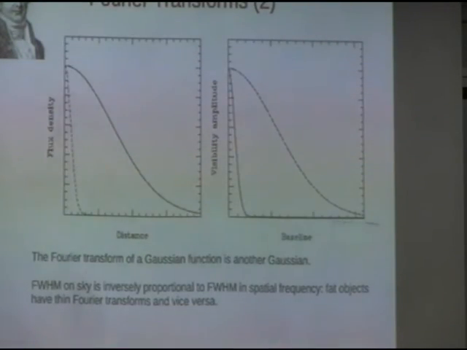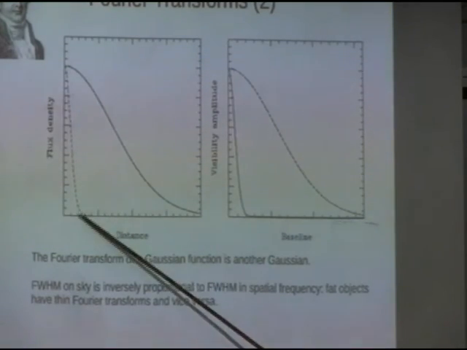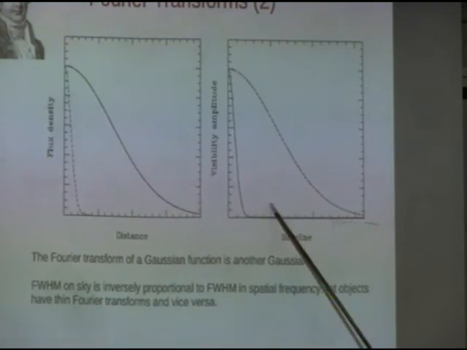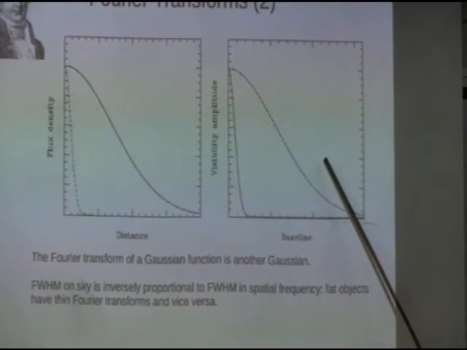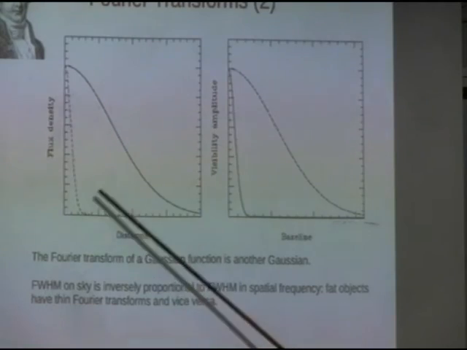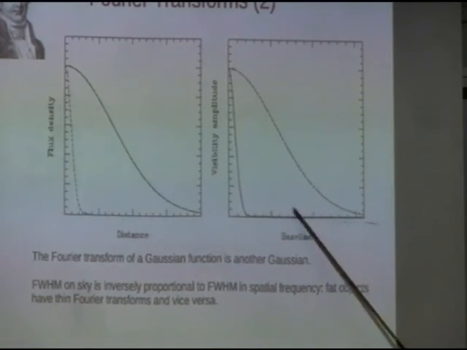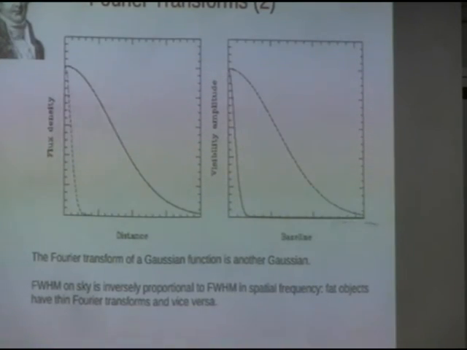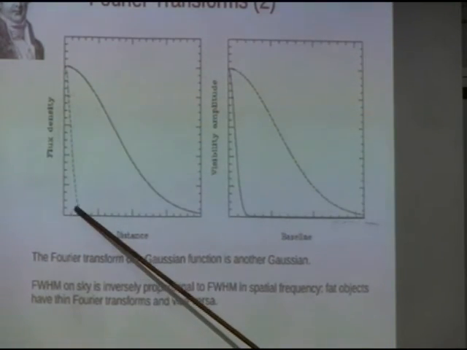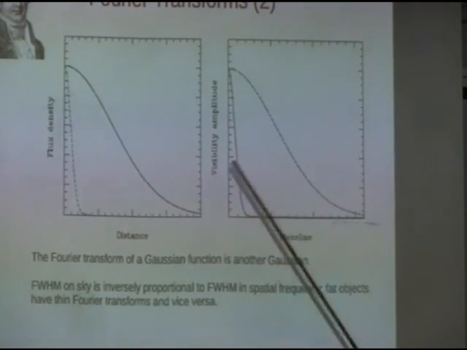Okay, and this is what I just mentioned, right? That if you have a Gaussian in the source space, when you do the Fourier transform, it becomes another Gaussian. And a narrow Gaussian in the transform space becomes a wide Gaussian, and the other way around. This is what we were talking about before, right? So in the source space, you have a narrow Gaussian. It becomes, in baseline space, a wide Gaussian, and the reverse.